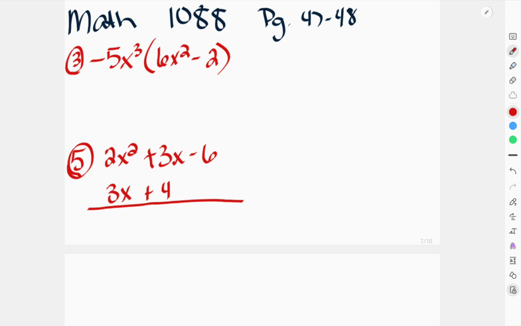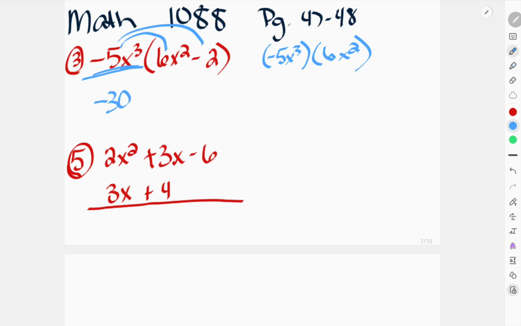All right. So number one here, I'm going to take this that's on the outside and multiply it by everything on the inside. So step one is negative 5x to the third times 6x squared. Negative 5 times 6 is negative 30. X to the third times x squared is x to the fifth. Why is it x to the fifth? Because x to the third plus 2. When you multiply variables, you add their exponents. Okay, so that's the first one.